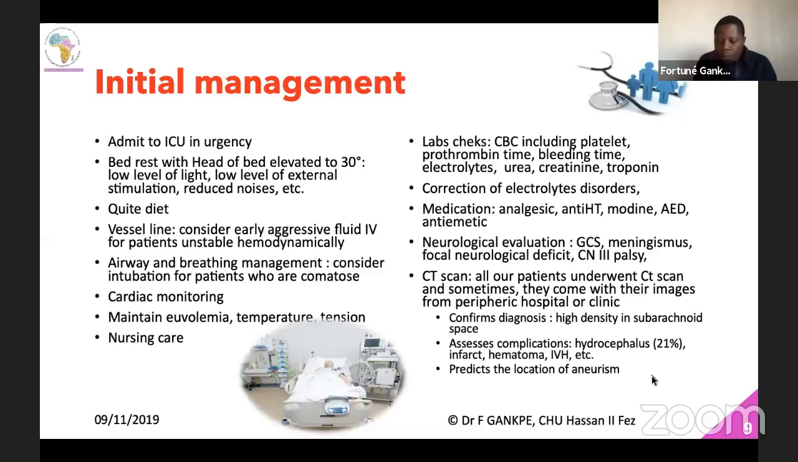Okay. How to manage? What is the initial management of subarachnoid hemorrhage? I want to show here what's recommended, and later I will focus on what we do in our setting. All patients should be admitted to the ICU urgently. Bed rest with head of bed elevated to 20 to 30 degrees, low level of light, low level of stimulation, reduced noise, quiet environment, and a venous line.